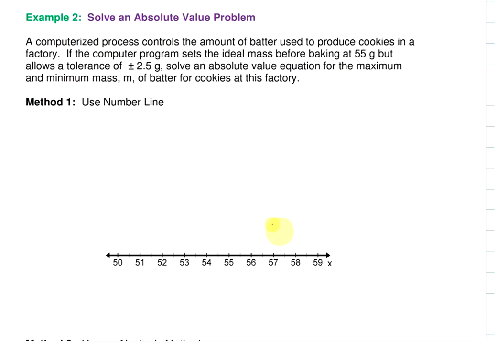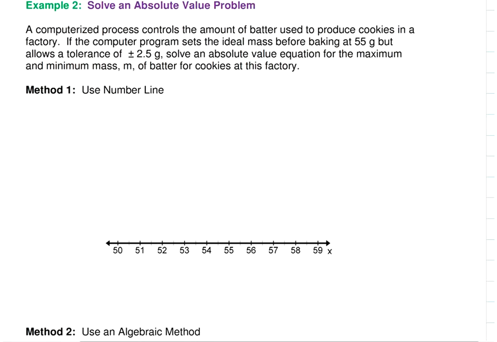So we're going to do example 2, and we're going to take a look at solving a problem using absolute value. Our problem is a computerized process controls the amount of batter used to produce cookies in a factory. If the computer program sets the ideal mass before baking at 55 grams, but allows a tolerance of plus or minus 2.5 grams, solve an absolute value equation for the maximum and minimum mass M of batter for cookies at this factory.